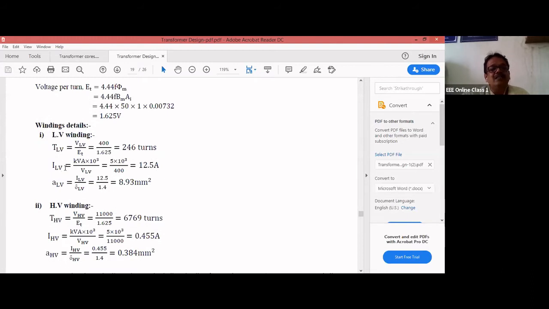Okay, then what is the current? Current on LV winding, or low voltage winding. ILV is equal to kVA into 10 power 3 divided by VLV. What is the kVA given? 5. 5 into 10 power 3 divided by 400. What do you get? 12.5 amperes.